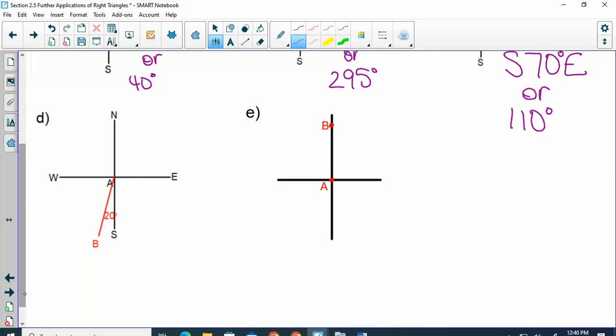All right, D. To get from A to B, so if I'm starting here, which direction do we go? South. From the north-south line, we go 20 degrees west. Or, 180 plus another 20, 200 degrees.